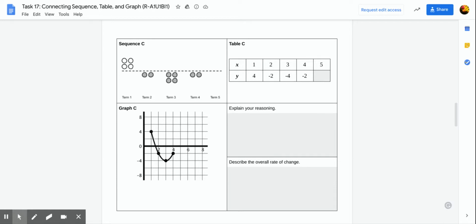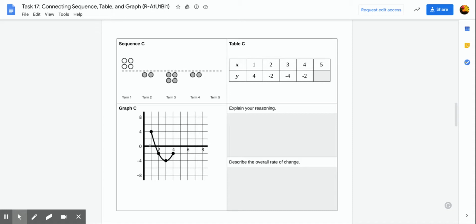Sequence C. Can you find the pattern in the circles and draw in how many circles would be in term 5? Table C. Can you record the number of circles for term 5? Graph C. Can you draw a picture?